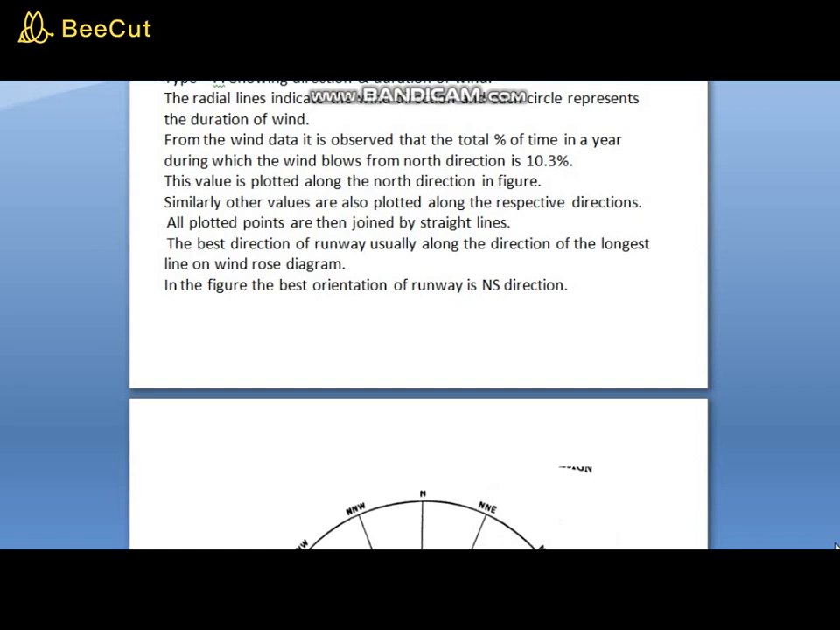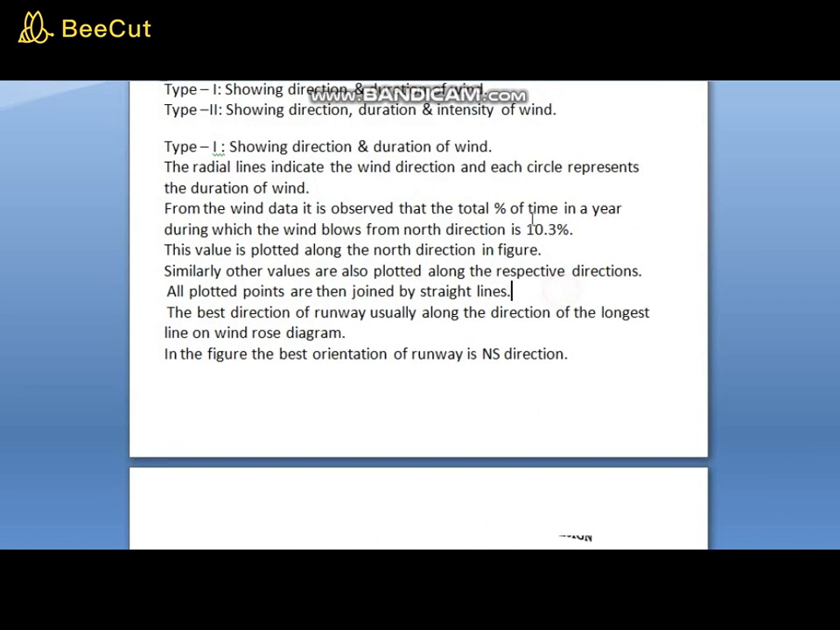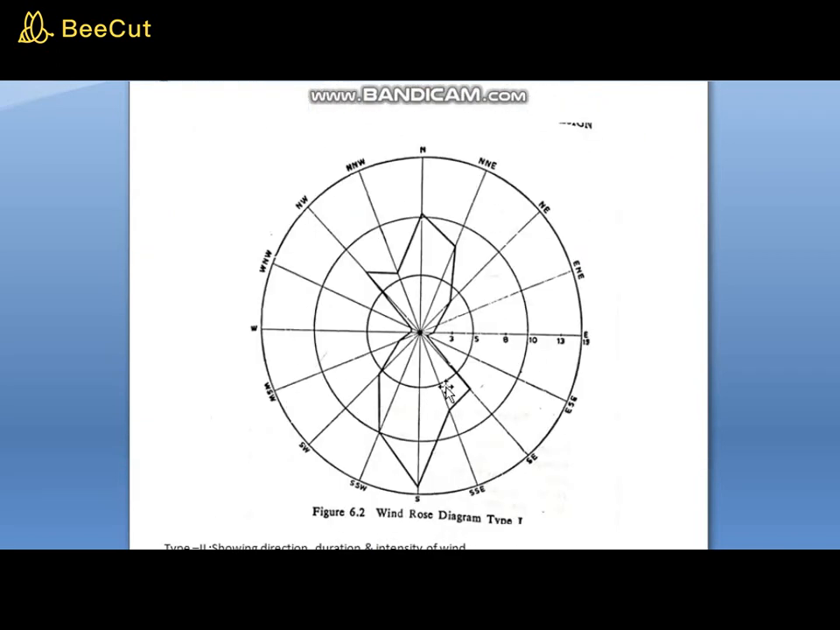All points are then joined by straight lines. The best direction of runway is usually along the direction of the longest line on Windrose diagram. In the figure, the best orientation of runway is north-south direction. So we'll be getting these different points and we will be forming a diagram, and we'll see in this direction the longest nose is formed.